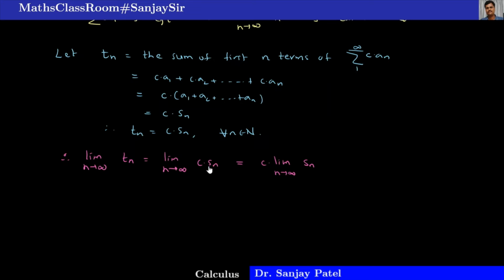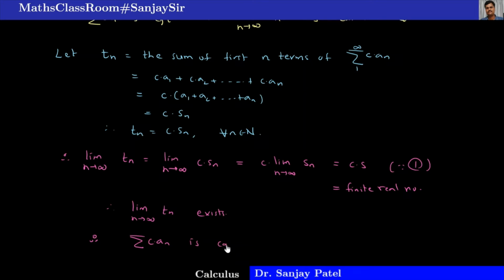Correct? A constant you can take outside of this limit sign, and the limit of Sn is given in result number 1 as small s. So C into S because of result number 1. And this is also some real number. C is a real number and S is also a real number. So this is also some finite real number. That means I can say the limit of Tn as n tends to infinity exists. This limit exists. And therefore, I can say sigma C into an is a convergent series.